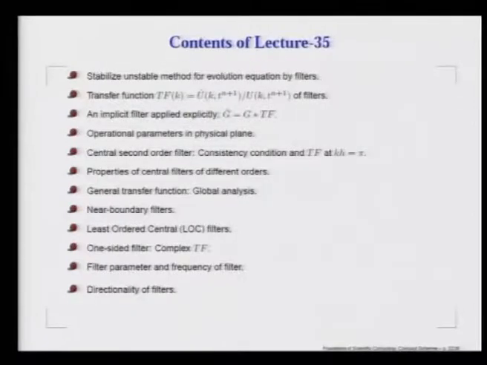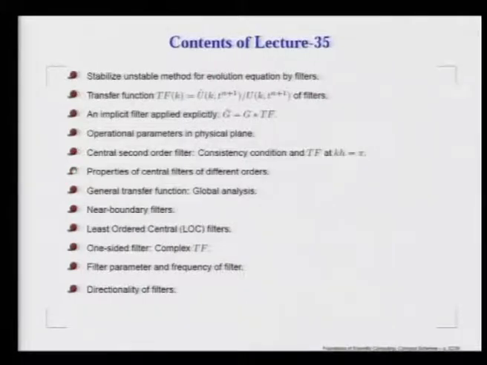that we are applying here in an explicit manner alters the numerical amplification factor G by a convolution with the transfer function to give us the altered numerical amplification factor upon filtering, and we try to figure out what the operational parameters are in the physical plane itself. As an example, we show how second order central filters are designed. This requires satisfaction of a consistency condition and prescribing a transfer function at a particular value of kh, which happens to be at the Nyquist limit of kh equal to pi.